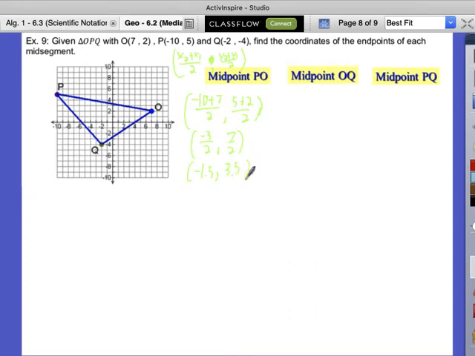So if we were to graph this, negative 1.5, 3.5, does that look like it's in the middle of PO? Is it actually on the triangle too? That'd be a good check. What happens if you get something that's not even on the triangle? You probably made a mistake, so you should go back and check your work. Does that make a little more sense? I want you guys to try and find the other 2 midpoints. Once you have them, or if you have questions, I'd love for you to raise your hand.